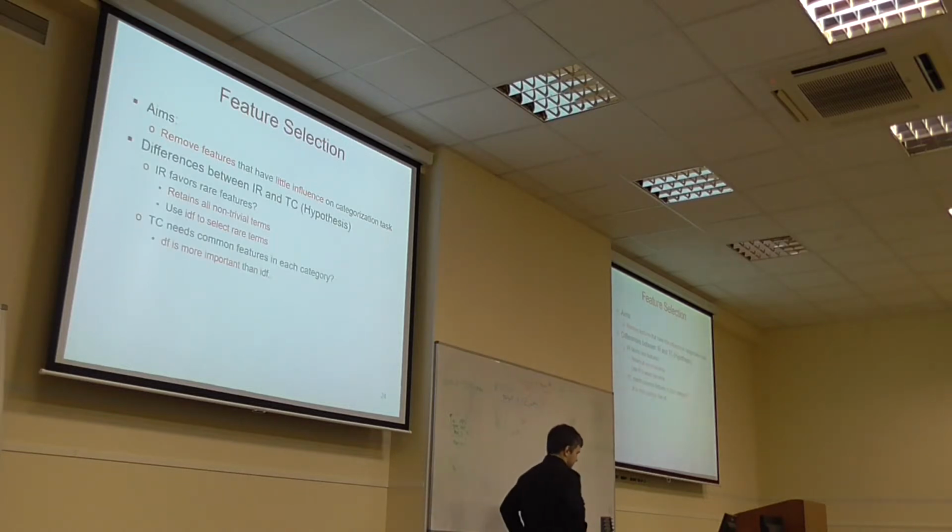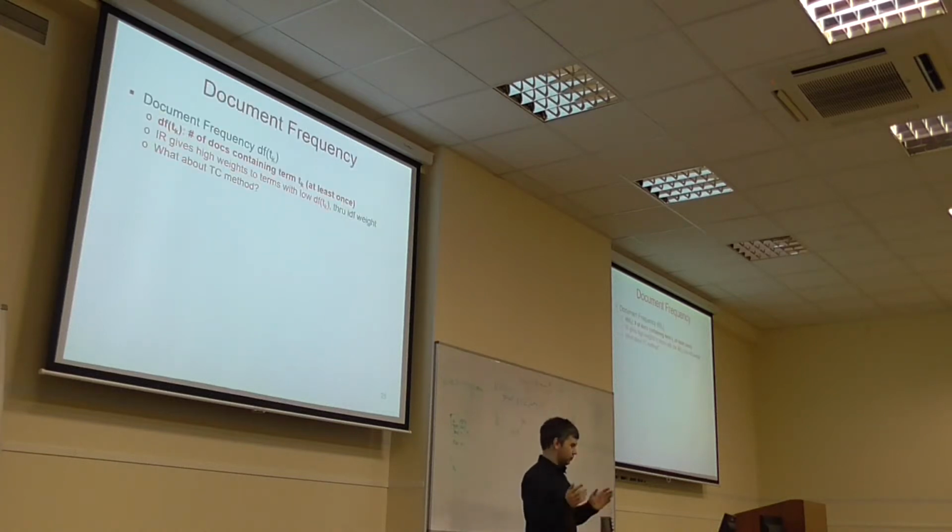So basically, hypothetically, the difference between information retrieval and classification is like this. Retrieval retains all non-trivial terms, and we can use IDF to select all the rare terms, as I just said before. But for text classification, for other classification, we need some common features. So we use document frequency. So it's actually very different at a certain point.